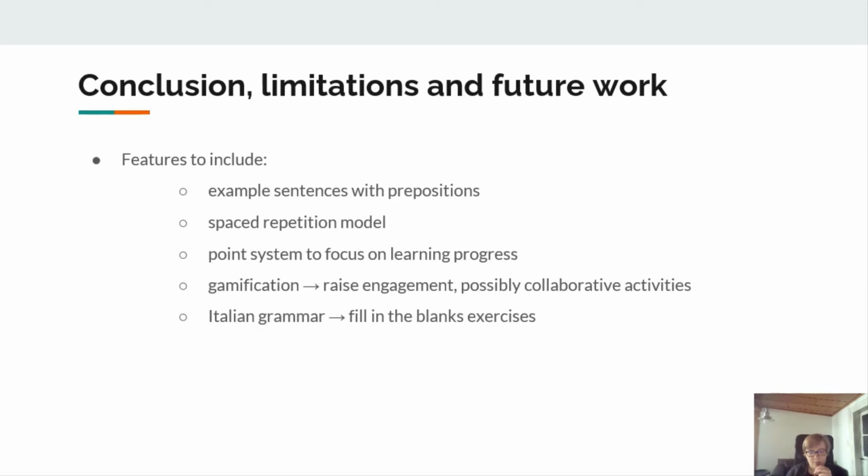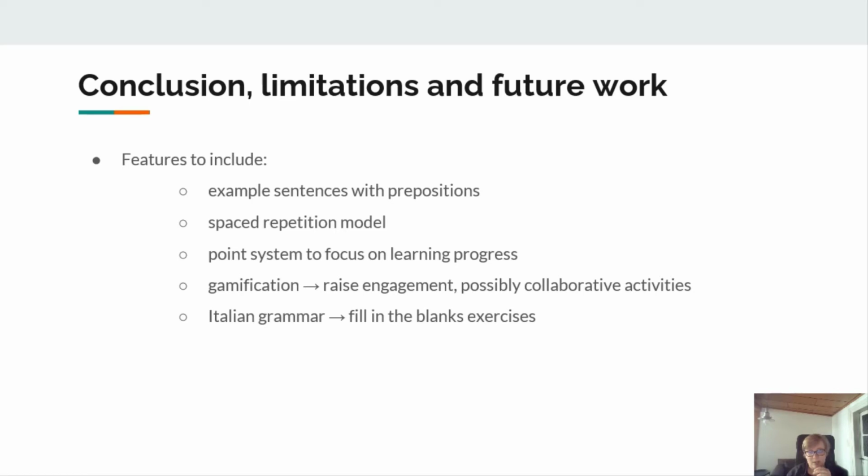Based on these results, we plan to include example sentences with prepositions, a spaced repetition model. Such a model selects cards according to user's performance. So in that it purposely repeats cards that the learner got wrong in previous learning sessions. We want to add gamification, so we want to use a point system to get away from the correct and incorrect counters and to focus on the learning progress instead. We also want to add some other gamification elements in order to generally raise engagement.